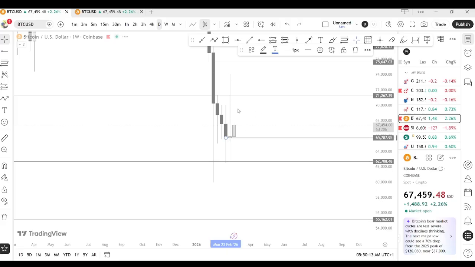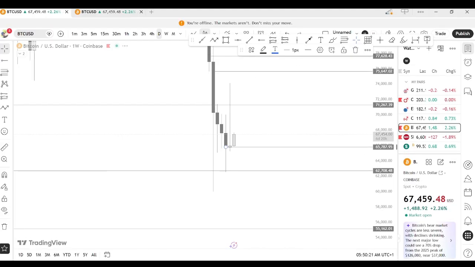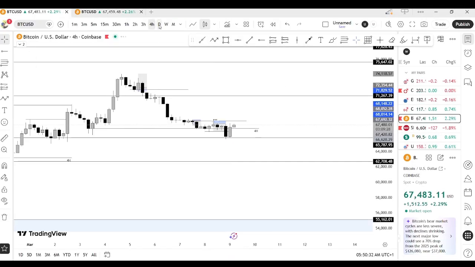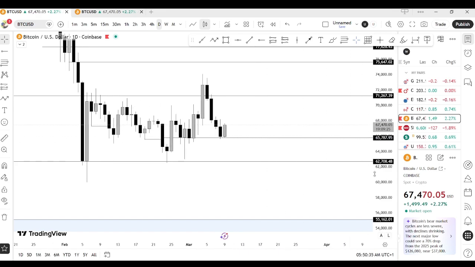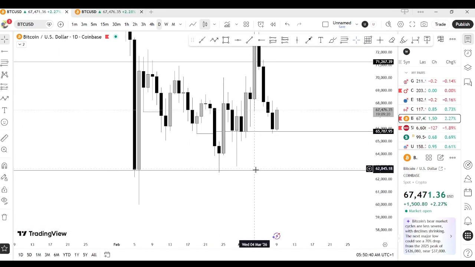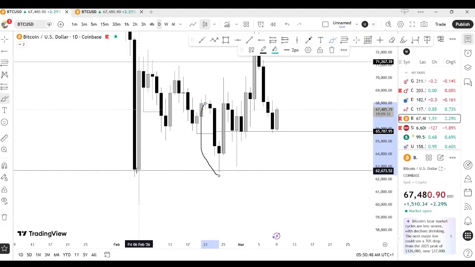Let's see the daily time frame. What does the daily time frame have for us? How much of this is rejecting? Okay. So yeah, let's see what the daily time frame has for us. Now, on the daily time frame, price came to this key level here and then gave us a break.